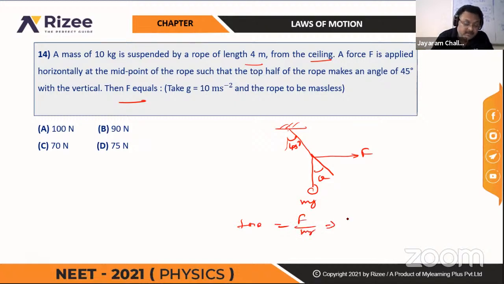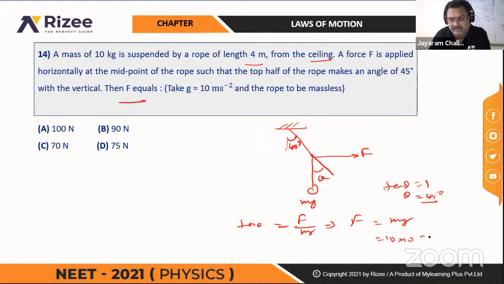From this one, what can be the force value here? F is equal to mg only, since tan theta is equal to 1, or theta is equal to 45 degrees. So this is the basic thing, and mass is going to be 10 kg. g value also 10 if I take it, so it is 100 newtons.